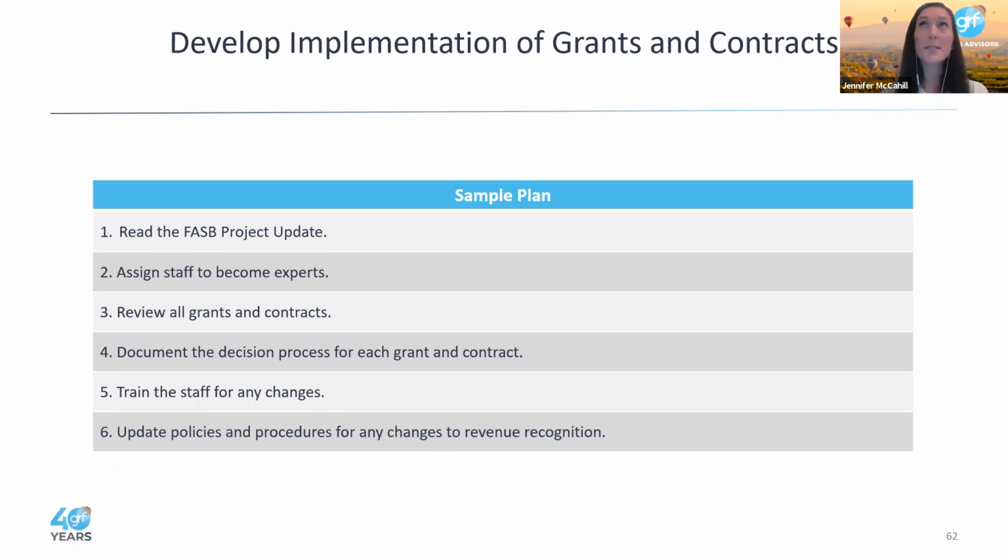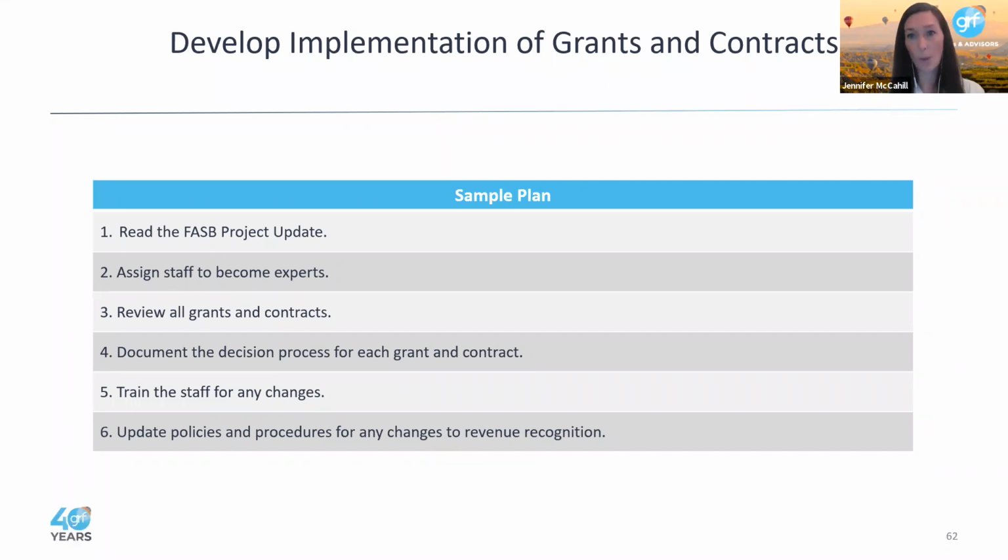Then there's training the staff. This is very much an accounting and finance piece, but where we see it being applicable is that the grants department, the contracts department, and your program managers who might be handling these grants and entering into these agreements really need to be brought into the loop, because it's going to bridge the gap between what accounting and what the program and grants personnel think is actually happening in practice. So it's important for the accounting and finance team to be in communication with your grants and programmatic personnel on this change.